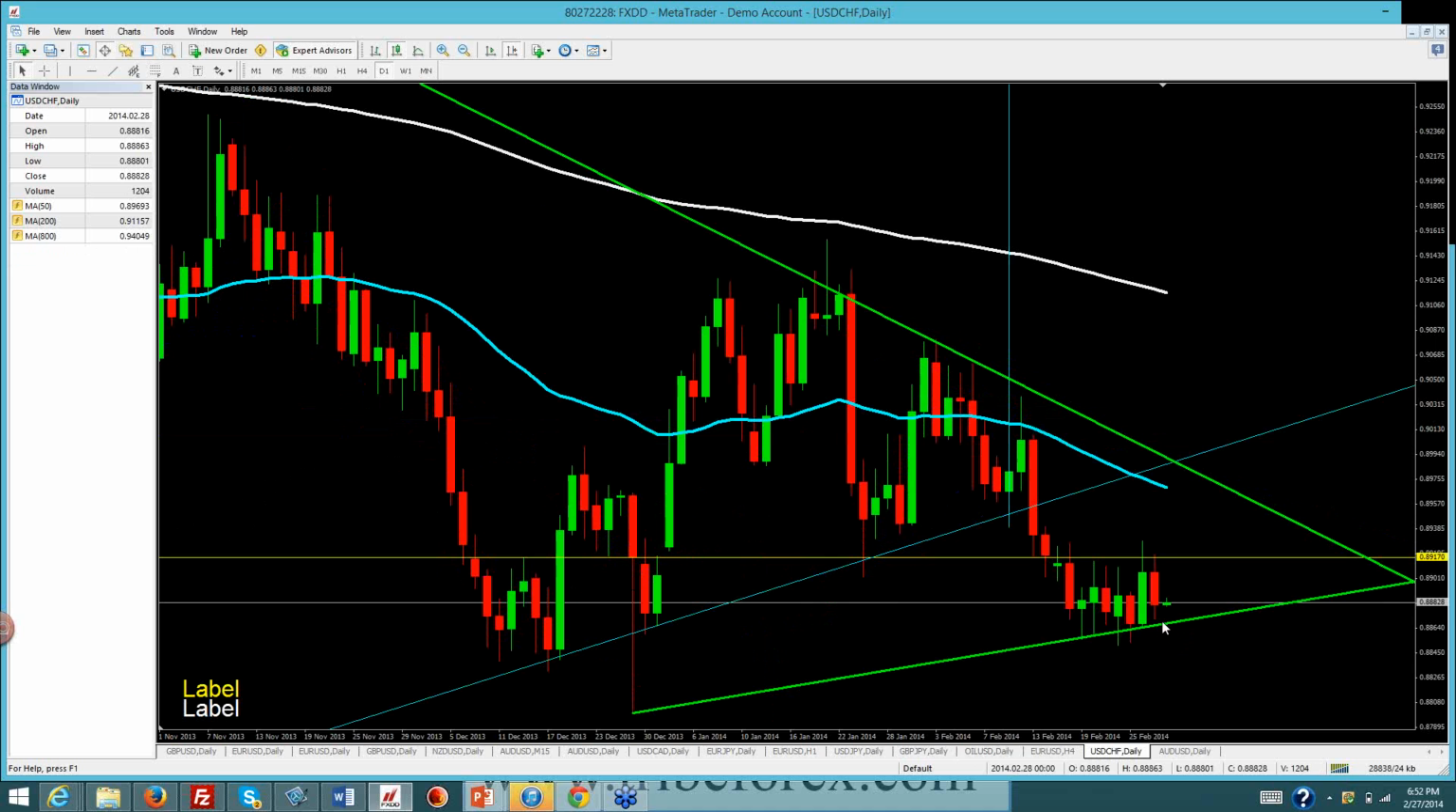Guys, here's what I'm looking for. I'm looking for price to get down to 88.67, bounce back up to that 89.17 point. And that's what we're looking for on the dollar Swiss. So I'm going to call a buy on the dollar Swiss as well.